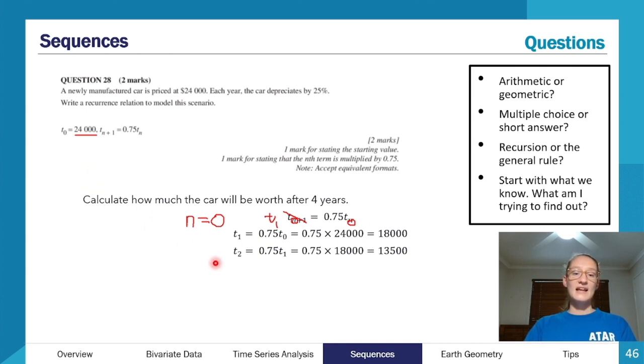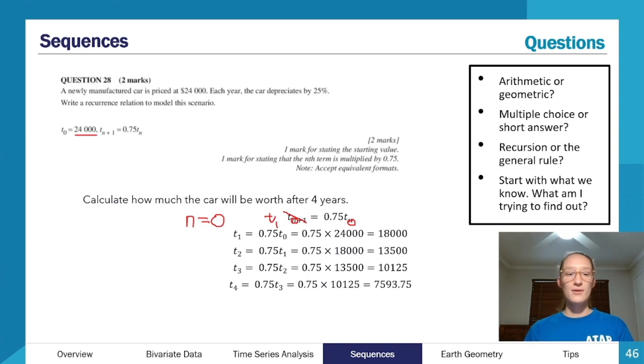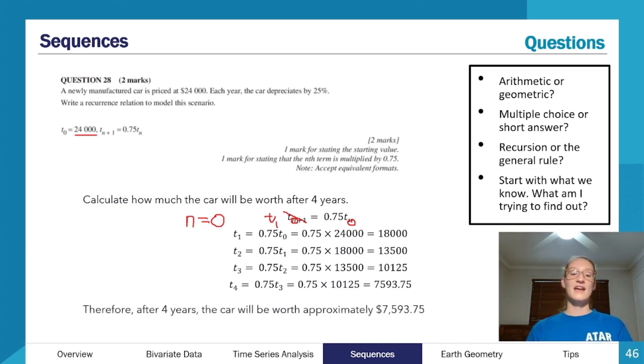So by saying let n equal 1, now we have T2, term 2, is equal to 0.75 times T1. So now we have 0.75, not times 24,000 anymore, but actually times 18,000. Because after 2 years, it's going to be worth 25% less of what it was a year ago, not the original value, or it would just always stay at 18,000, which gives us 13,500. We apply the rule again, and now we've actually answered our question.